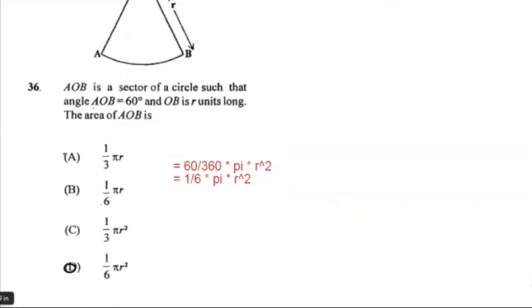So guys, always remember to simplify your fractions, and also remember to maintain the formula, as sometimes mistakes are made by putting B, which is 1/6 multiplied by pi multiplied by r, but always remember that the r is squared. And that is our answer, D.